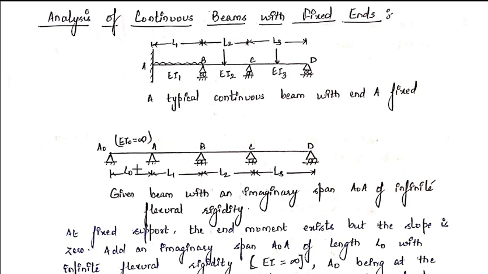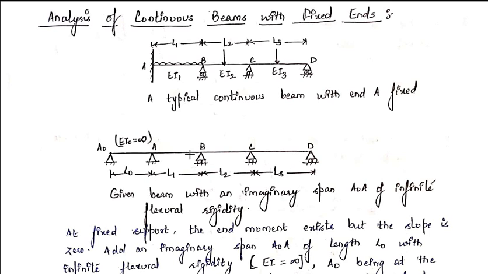Now after introducing this span, we can apply the three moment equation on these two spans A0A and AB to get the first equation, then apply the three moment equation on AB and BC to get the second equation, and then apply the three moment equation on the spans BC and CD to get the third equation, and then solving these three equations simultaneously, we can get the value of the bending moments at A, B, C and D.